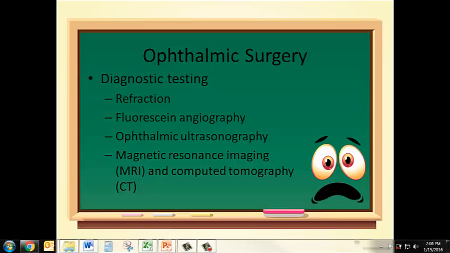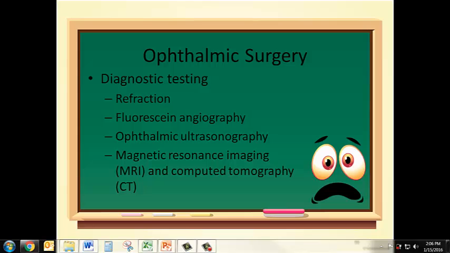Now we're going to talk about the perioperative considerations regarding ophthalmics. First is diagnostic testing. The following tests, much like all our other units, are performed prior to surgery being scheduled. Beginning with refraction, so as not to get confused, refraction is one of your medical terms in this unit, but when we're talking about it in the sense of diagnostic testing, we are testing the patient's ability to refract images.